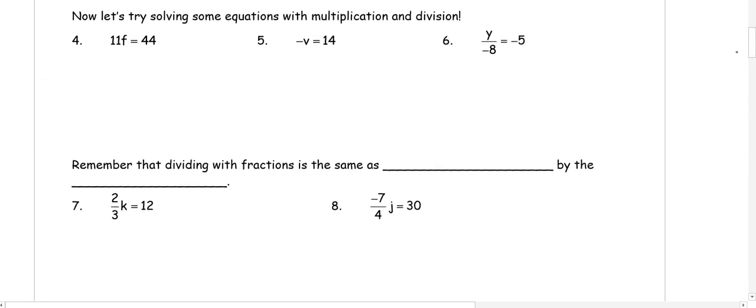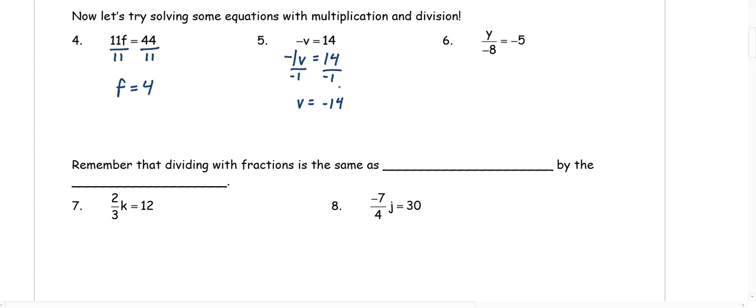Now let's try some equations with multiplication and division. Number 4, we have 11f equals 44. The opposite of multiplication is division, so we're going to divide by 11. F equals 4. Number 5, negative v equals 14. Remember, when you have a negative v, that's really a negative 1v equals 14. To get v by itself, we would divide both sides by negative 1, which means all we're going to do is flip our sign, and we get v equals negative 14.